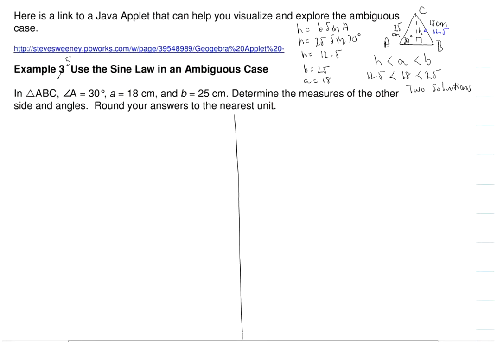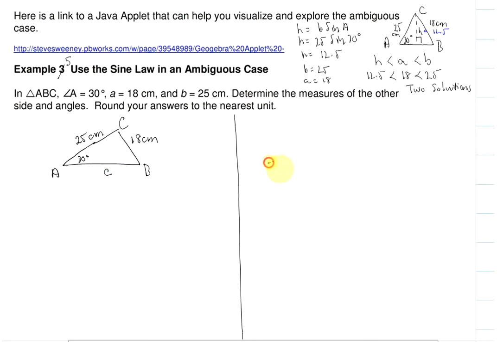Okay, so our first triangle is going to look something like this. So here is our side AB and our angle A, which is 30 degrees. Now B is a little bit longer than A, so we're going to draw it like this. So this is C. Okay, so this is 25 centimeters and this is 18 centimeters. And so what we're going to find is angle C and angle B and side C.